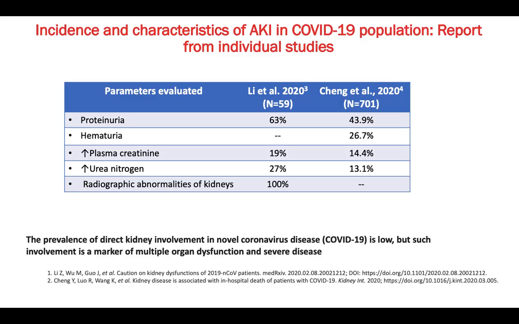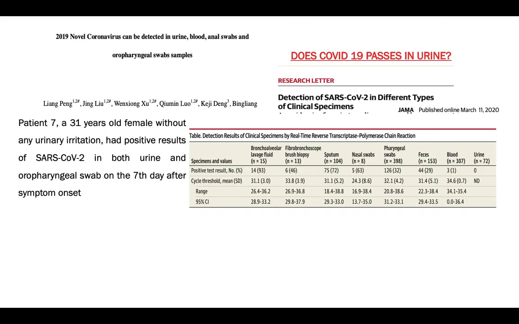Two other interesting articles came up with some findings. They found proteinuria in nearly 40 to 60%, and also hematuria in about 25%, in one of the largest studies among nearly 700 patients. So this also shows that significant renal injury is going to happen in COVID-19 patients.